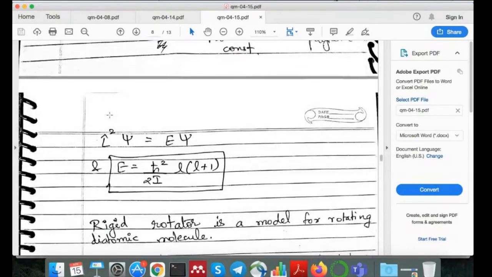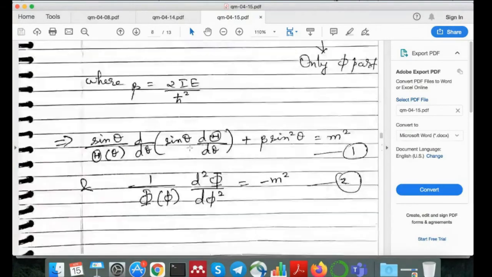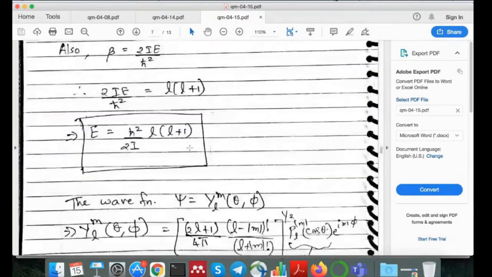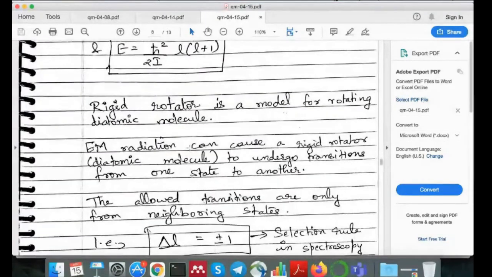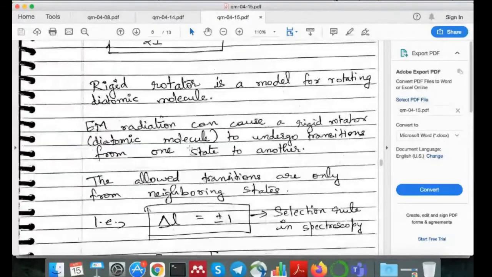Now we have also seen that L square psi is equal to E psi. So E is nothing but your h cross square by 2I into L into L plus 1. Because these two operators are very closely related to each other, the eigenstates and eigenvalues will be the same.